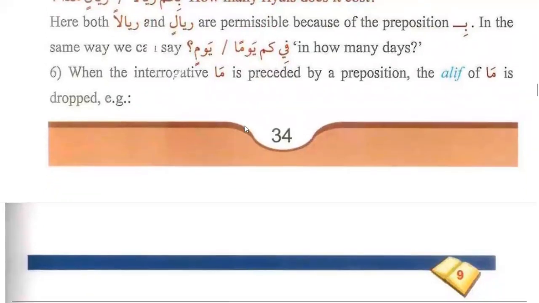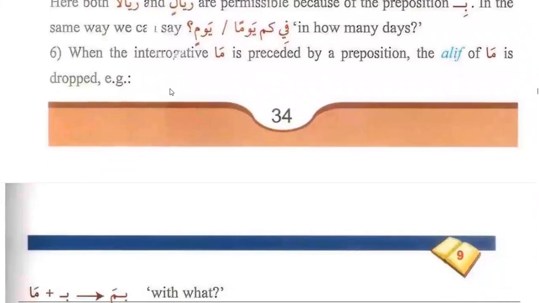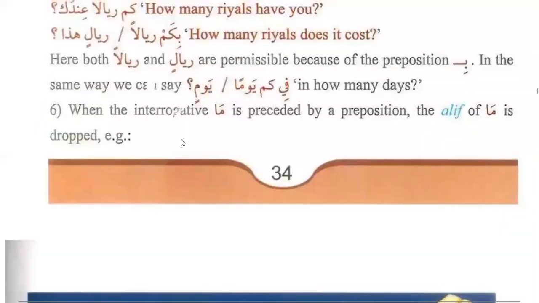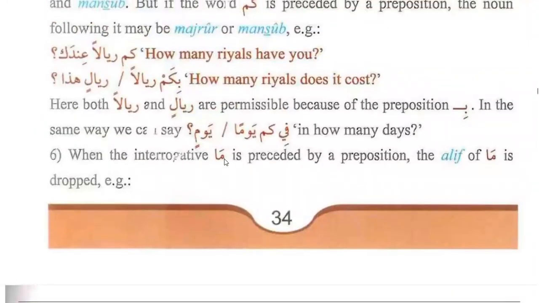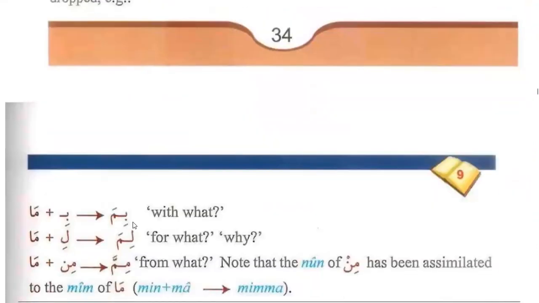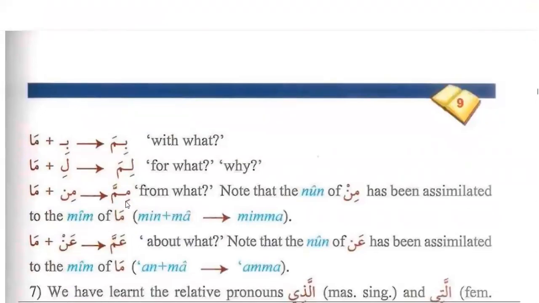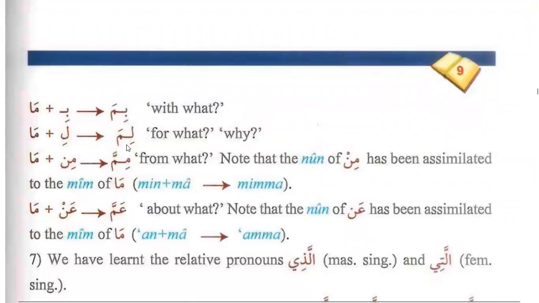Okay, next we have interrogative ma. So here you will learn that the word interrogative ma means what, but when we add harfe jar to it, then the alif is dropped. When we add harfe jar to the ma of interrogation, then alif is dropped. Similarly, when any harfe jar which has noon is added to this interrogative ma, noon is also assimilated to meem.